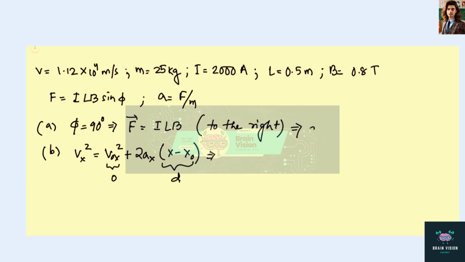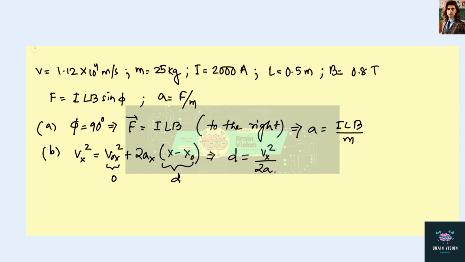So acceleration is basically force over mass. So that is equal to ILB over M. And since force is towards the right, acceleration is also going to be towards the right. And that's the reason why we used the x component equation, x-axis equation of velocity here. So that gives d to be equal to v squared over 2a. I have just omitted the x subscripts over here.